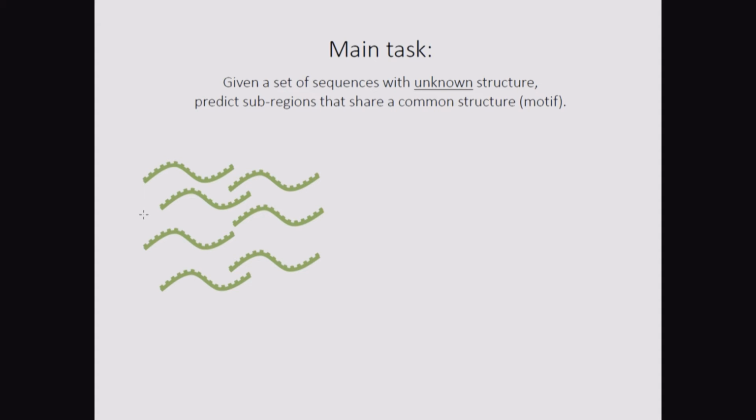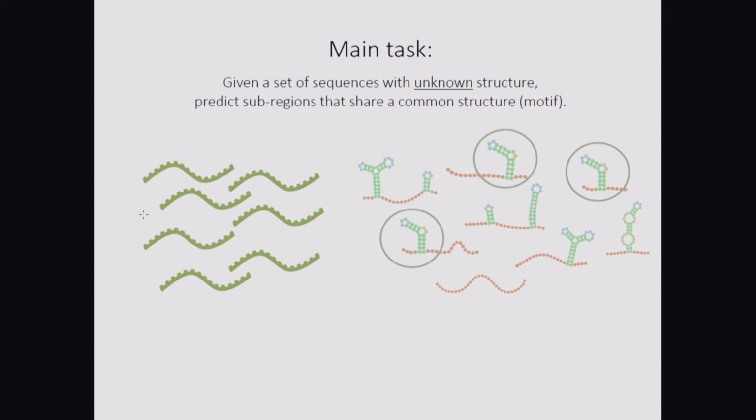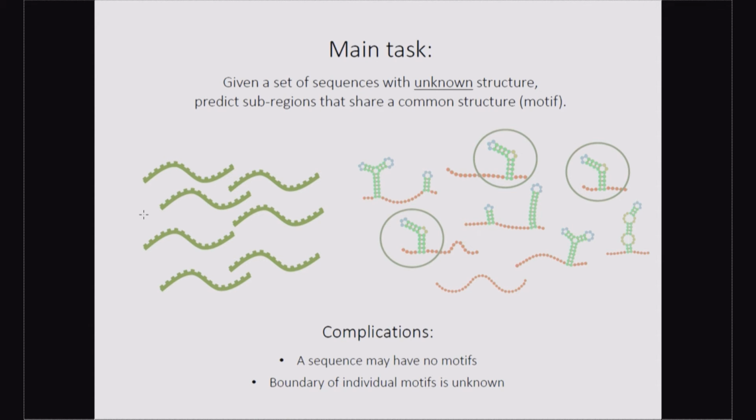So our main task is basically: if we have a set of sequences of unknown structure, so we don't really know anything about their structure yet, can we predict subregions of those sequences that have a common structure or motif? Some complications with this. We can't assume that every sequence will have a motif or that every sequence will share the same motif. And we don't know the boundary of individual motifs ahead of time. RNA molecules are usually fairly long, and we expect the motif to only be a short part of it. So these things will make this a little bit more difficult, and I'll talk about how we can address them later.